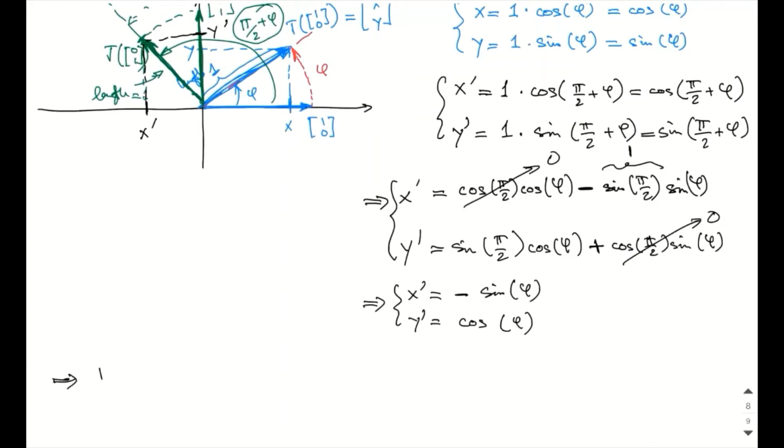So T of x is going to be the same as the following matrix multiplied with x. And that matrix is, the first column is right here, cosine phi, sine phi. The second column will be negative sine phi, cosine phi. And this is the matrix representation for the rotation.